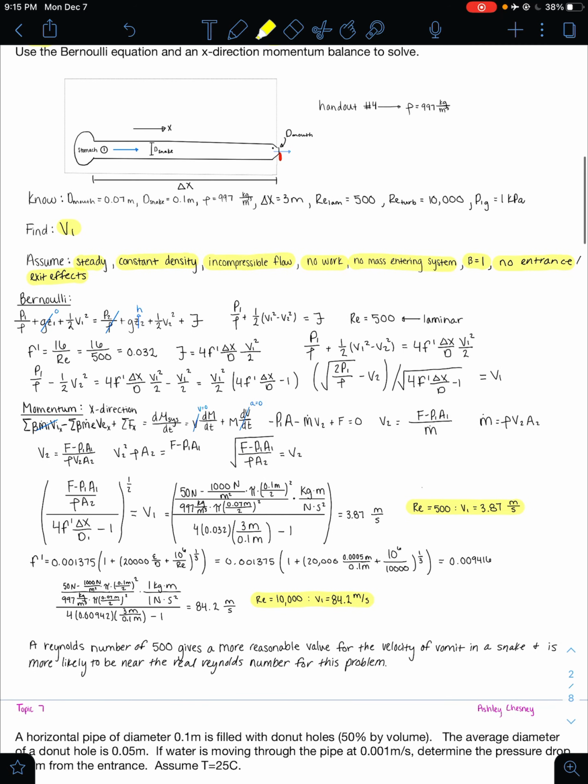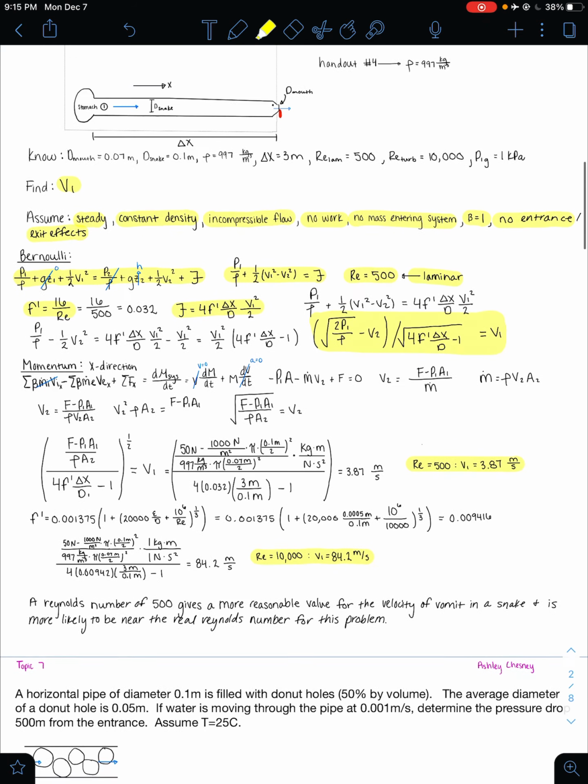First, the Bernoulli equation that includes friction loss was used, and a Reynolds number of 500, which is laminar, allows us to calculate the F prime number using the equation 16 over the Reynolds number, which is only used for laminar flow. And then the friction loss could be determined after calculating that value. That was plugged into this simplified form of the Bernoulli equation to find an equation for V1 that is only in terms of known variables and then an unknown V2.